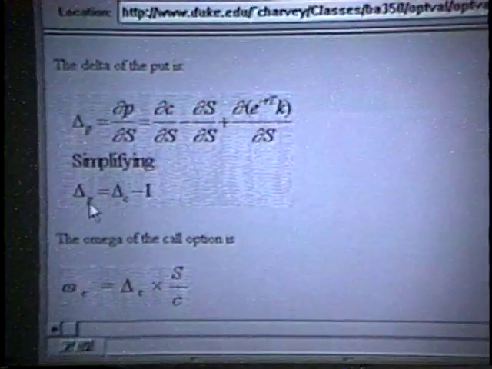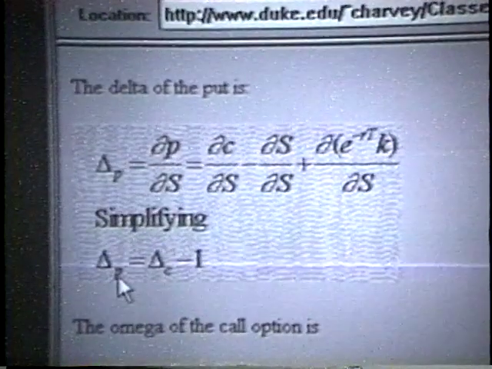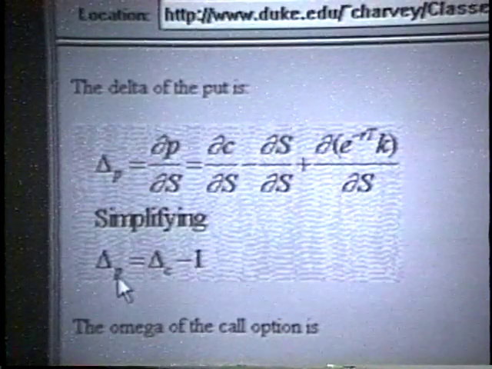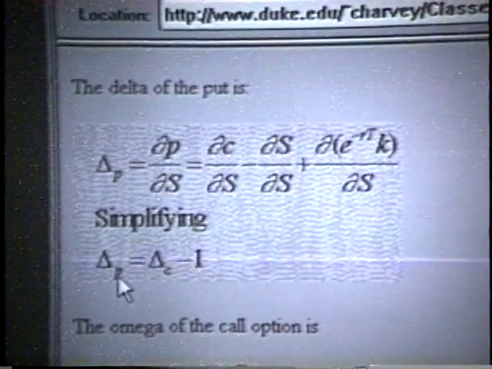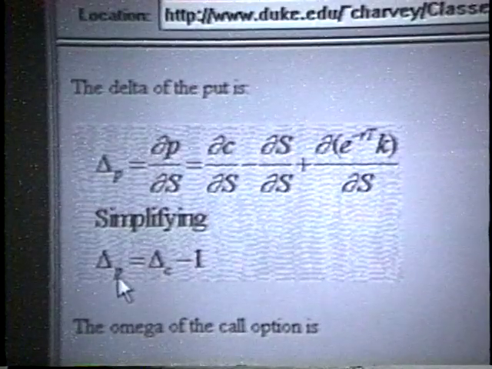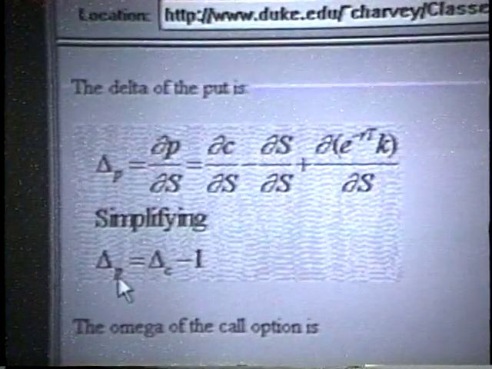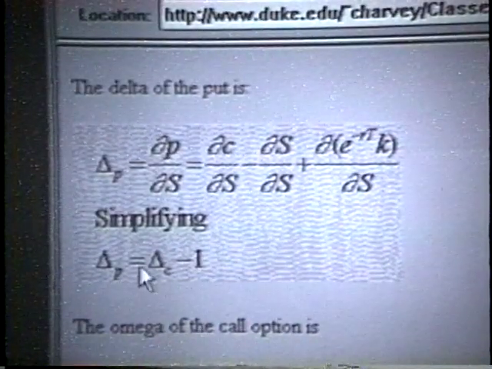And the formula, I'll show you where the formula comes from. But the formula for the delta of the put option is the delta of the call option minus 1. So if the delta of the call option is 0.6, the delta of the put option is negative 0.4. It's always negative, which makes sense, hopefully. If the stock price goes up by $1, the put must go down by a certain dollar amount. So it's delta put equals delta call minus 1.